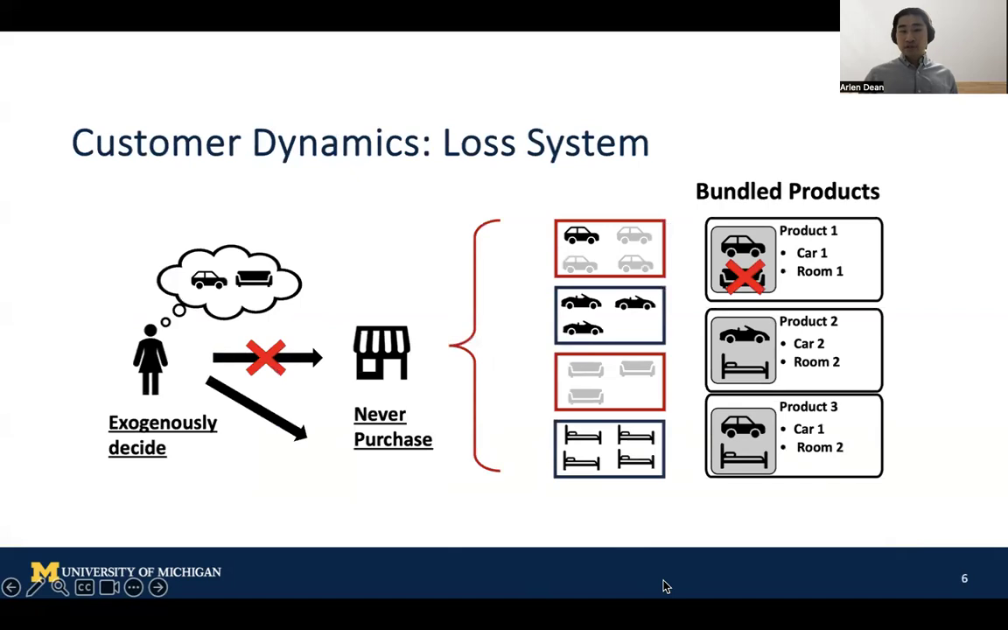For a given price, in our setting, we assume customers are going to exogenously decide whether to purchase on a first come, first served basis. Moreover, we assume no customers will seek to buy a product if at least one item in their desired bundle is unavailable. In other words, those customer sales are lost.